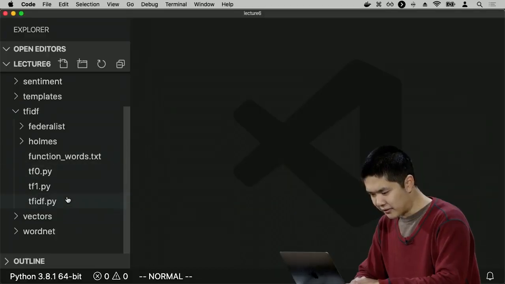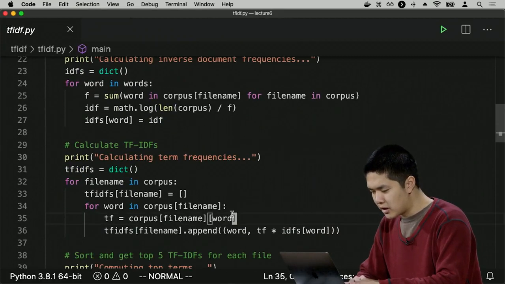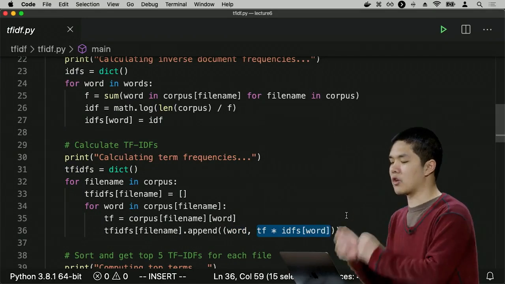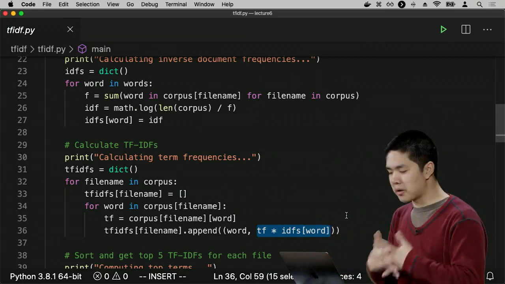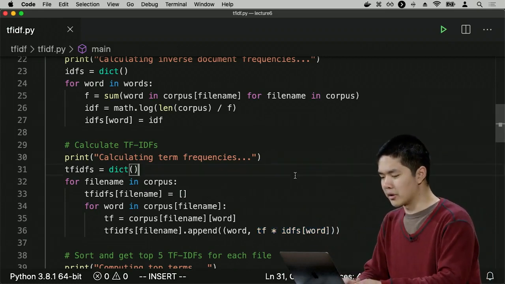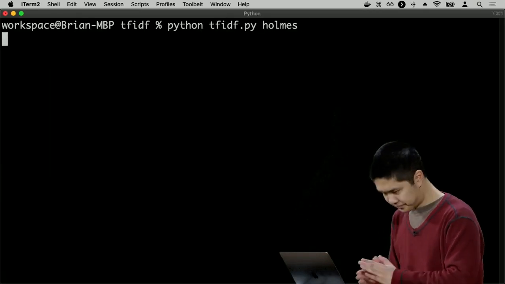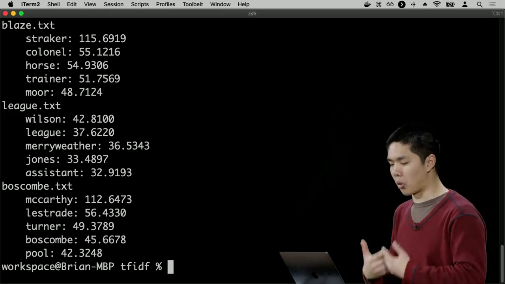And here's TF-IDF. Now what I'm doing is for each of the documents, for each word, I'm calculating its TF score, term frequency, multiplied by the inverse document frequency of that word. Not just looking at the single value, but multiplying these two values together in order to compute the overall values. And now if I run TF-IDF on the Holmes corpus, this is going to try and get us a better approximation for what's important in each of the stories.